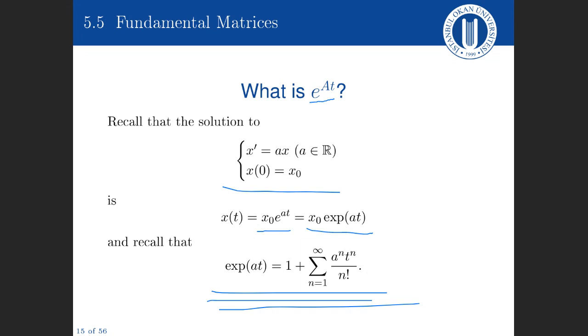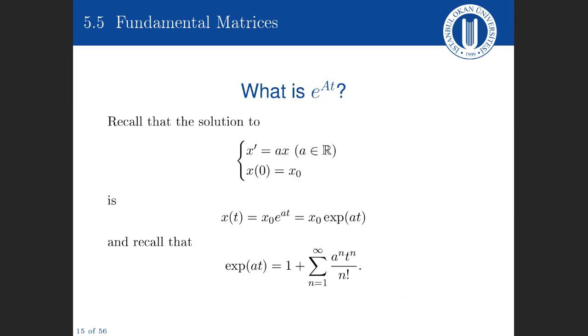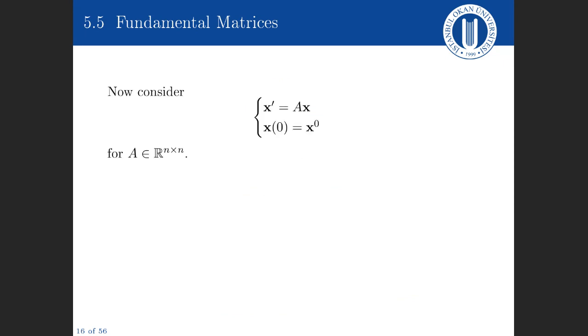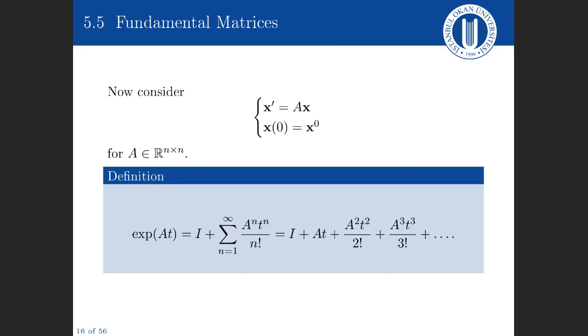the Taylor series of the exponential function of At is 1 plus the sum from 1 to infinity of A to the power n, t to the power n over n factorial. We're going to use this same idea. We're going to use this formula as the definition of e to the power At, where capital A is a matrix. I want to consider x prime equals Ax with the initial condition x of 0 equal to x0 for some constant n by n matrix, and I'm going to use this formula as the definition of the exponential function of capital A t.